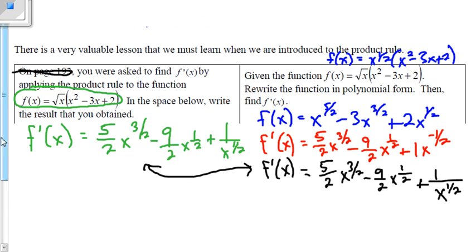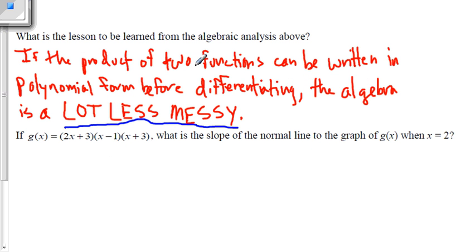And now let's look below. There's something we're going to learn. I think I might have said it the other way before, but they're both going to give you the same answer. So let's figure out which way we want to do it. If I can write the product of those two functions in polynomial form before differentiating, then the algebra is a lot less messy. We stay away from rational exponents as much as possible. So hey, if I can multiply and do it the way we did it before, that's much easier. But they'll both give us the same answer.